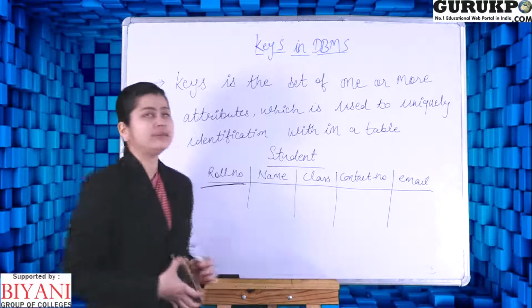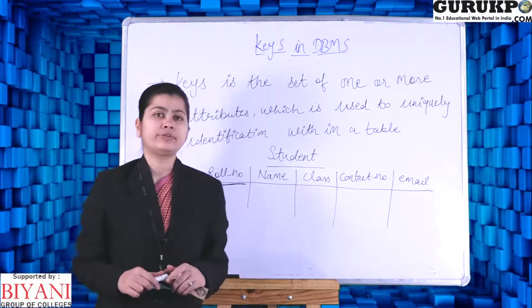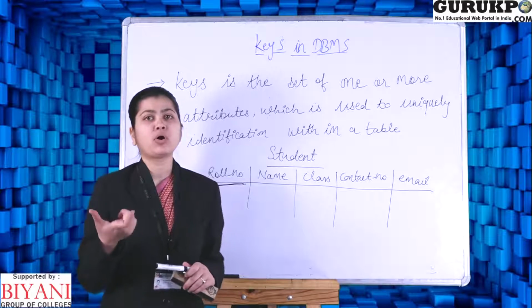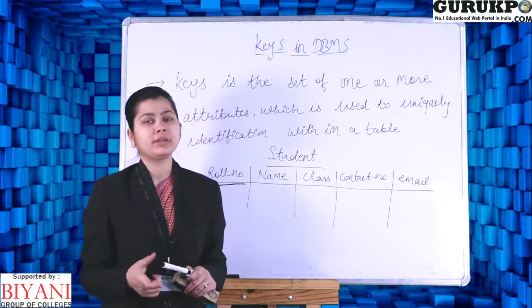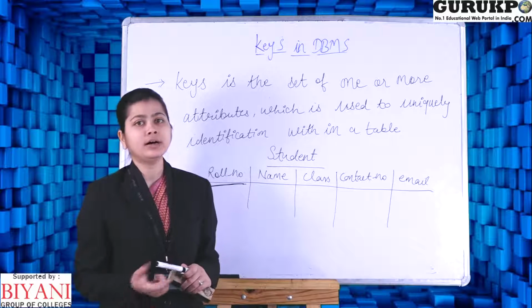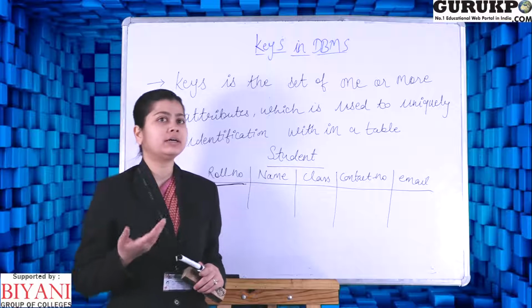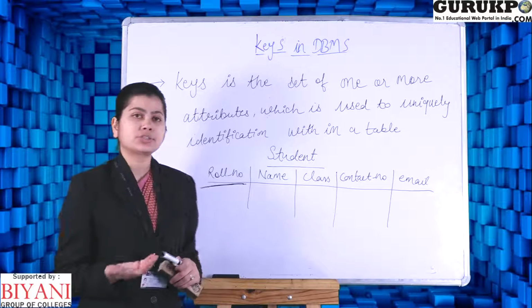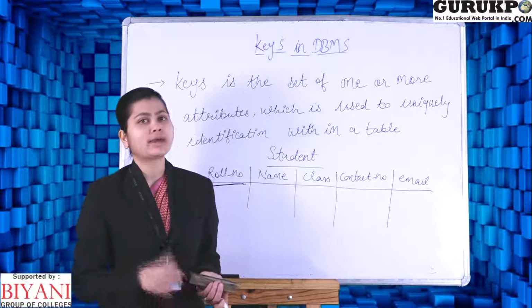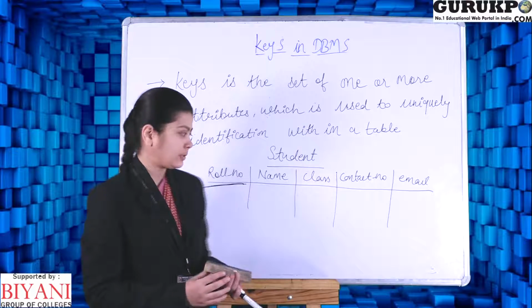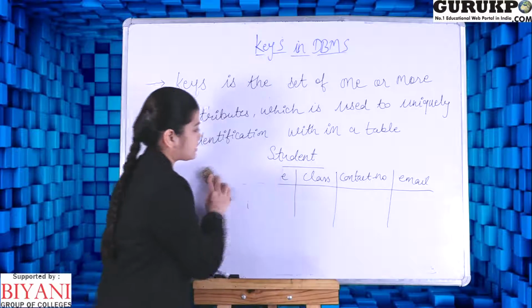Similarly, in a bank the account number is a primary key, or key, to access the data, and in a college the student registration number or roll number is a key to access the data from our database. This is the key.